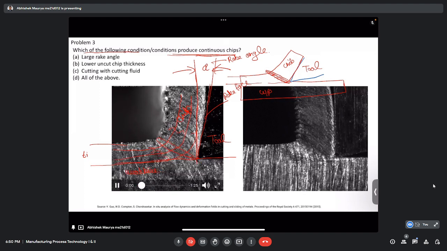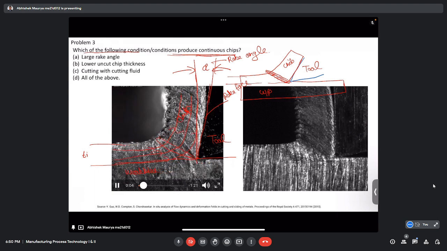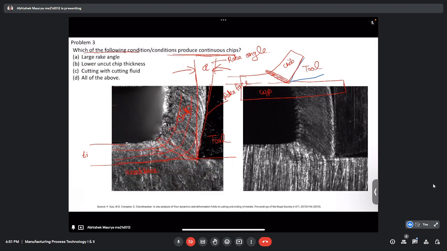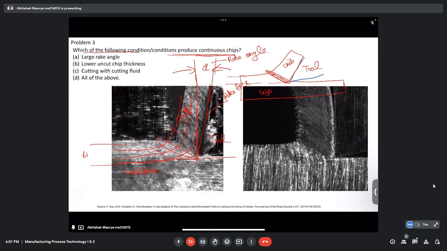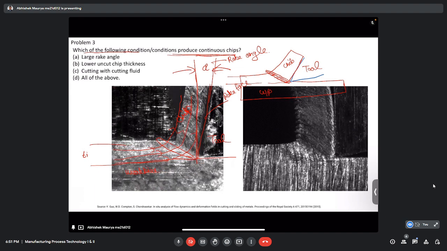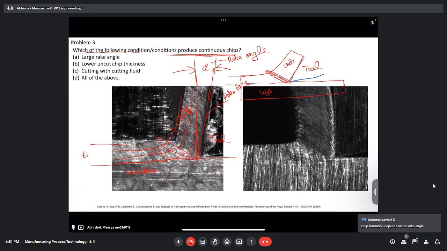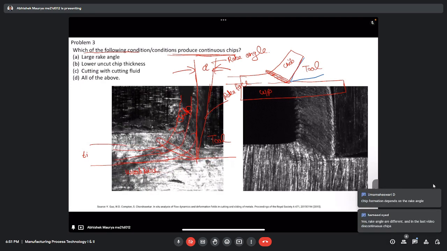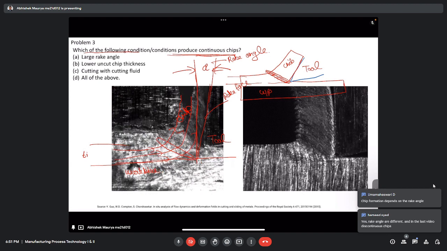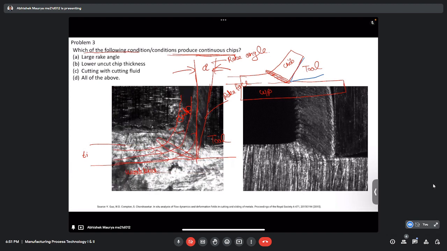In the first video, if you see, in all cases we have ductile material, we are performing the cutting operation on ductile material. On the same material we are cutting with the help of the tool. Yes, rake angles are different, and in the last video, discontinuous chips. Yes, all of you are correct, exactly.